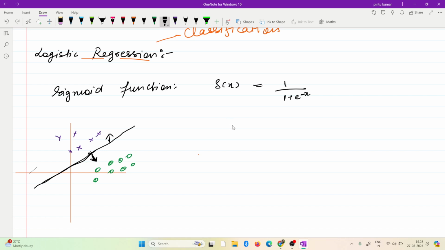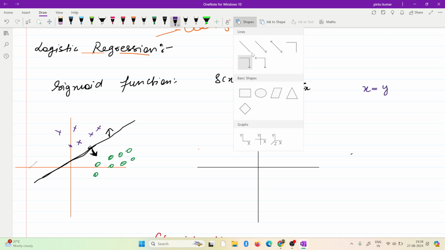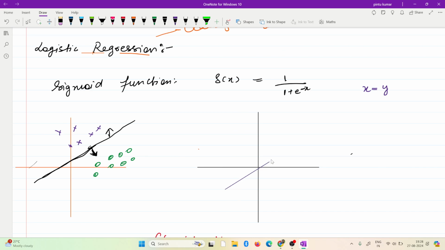I'll try something. I think this concept is necessary, so I'll try to give it to you. Everybody knows what the line x equals y is, right? The line x equals y is given by this line, something like this.